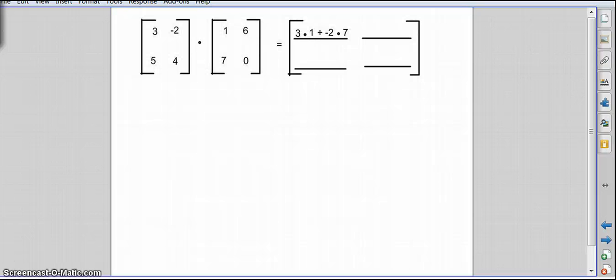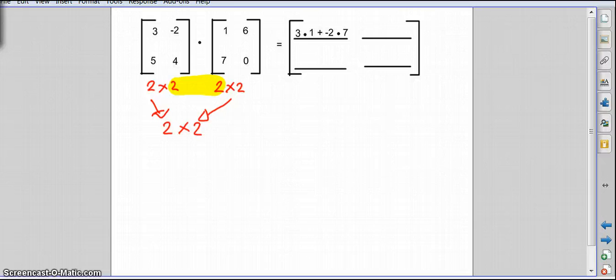Alright, here's an example. I have a 2 by 2 matrix being multiplied by a 2 by 2 matrix. And the first thing I need to ask myself is, can I even do this? Is this even possible? If I look here, I see the number of columns and the number of rows match. And because they match, I can also tell my product is going to be a 2 by 2 matrix also. So here I have my 2 by 2 matrix all set up.